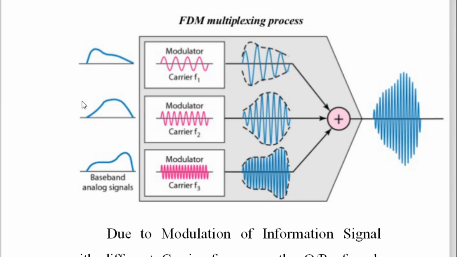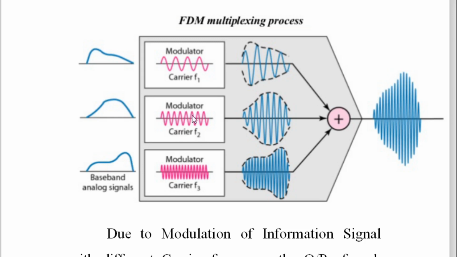Information signal 1, information signal 2, information signal 3, which are also called baseband analog signals. You have three information signals and these are different, meaning somebody is speaking in Hindi, somebody in English, somebody in Marathi. Now the logic here: information signal 1 is modulated with modulator 1 with carrier F1, the 64 kilohertz carrier. Signal number 2 is modulated with modulator 2 and the carrier is F2.